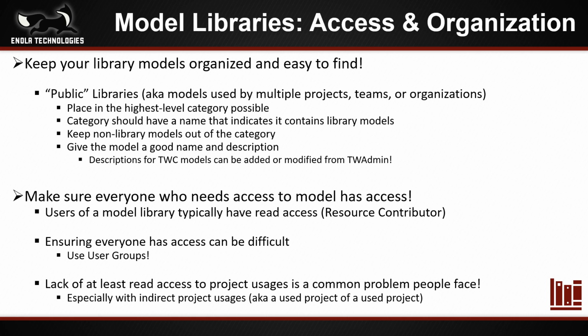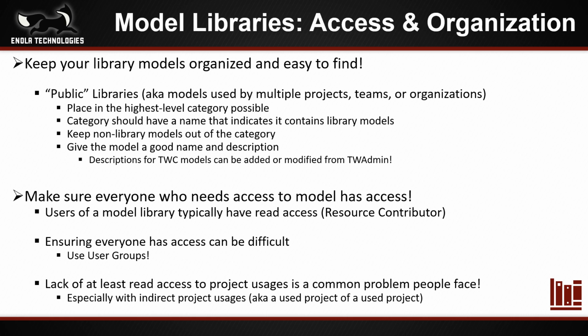Yes, he had read access to all the direct project usages that model used, but there were what are called indirect project usages, or used projects of one of your used projects, that he did not have read access to, and that was causing the problems. We had to go back to the owner of that library and have them give him read access to all of that library's used projects before he could save it off.